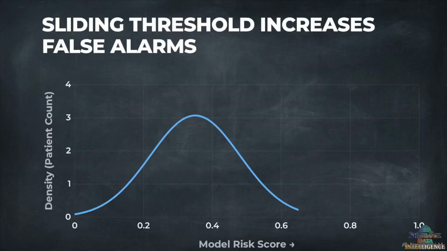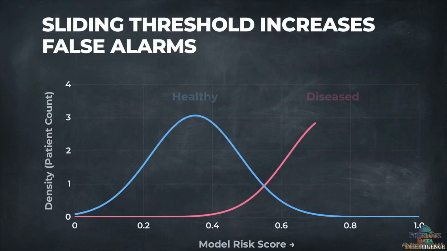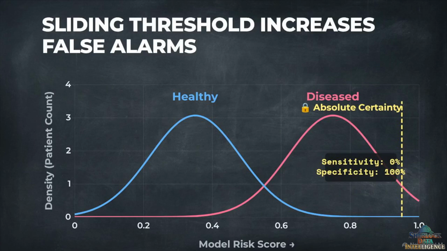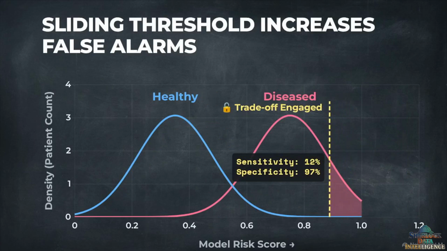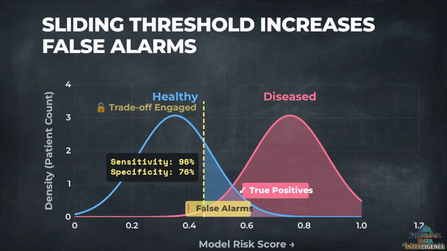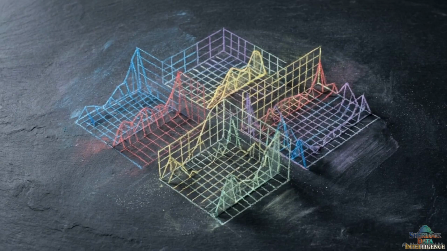Visualize the model's raw output as 2 overlapping bell curves. A threshold far right demands absolute certainty. Sensitivity is 0, but specificity is perfect. Sliding the line left into the overlap catches true positives, but false alarms inevitably creep in. We need a way to mathematically map this sliding scale of trade-offs into a single unified picture.